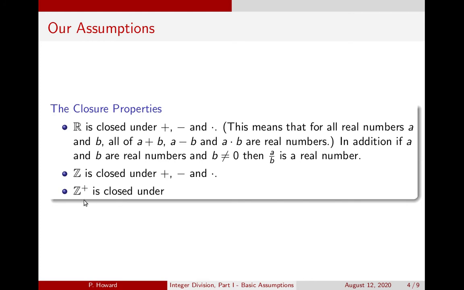Let's try one more. What about the positive integers? Well, if you add two positive integers, you get a positive integer, but not subtraction, right? Subtracting two positive integers will not always result in a positive integer, but they are closed under multiplying. Multiplying two positive integers will give you a positive integer. So the positive integers are closed under adding and multiplying.